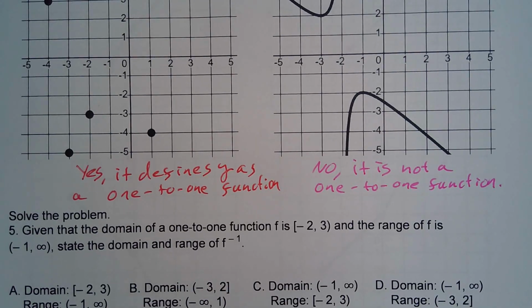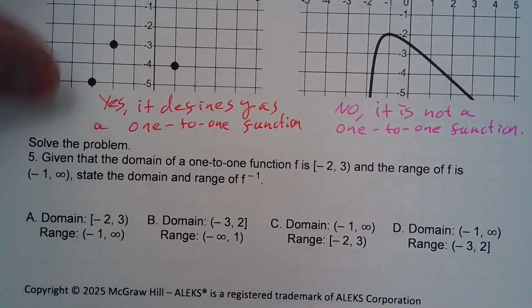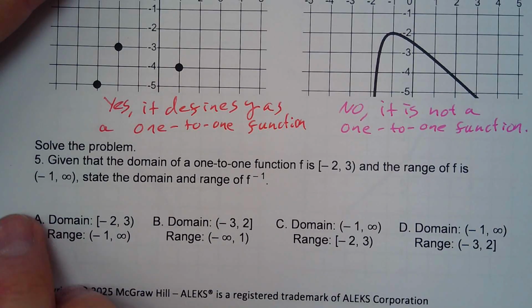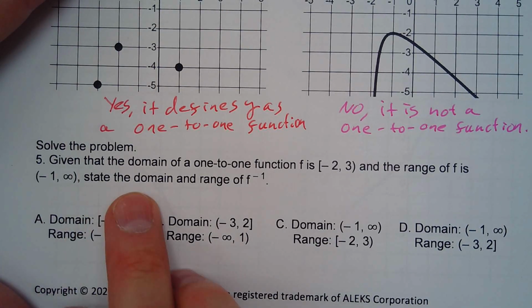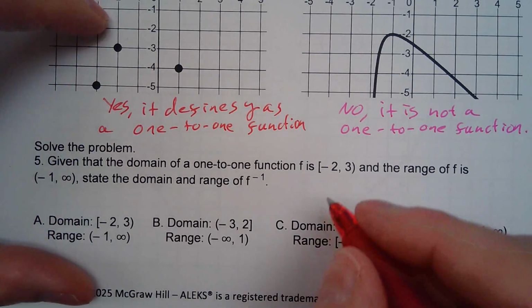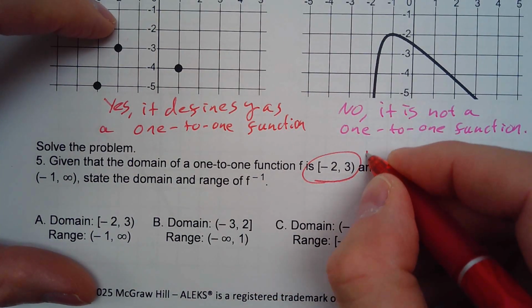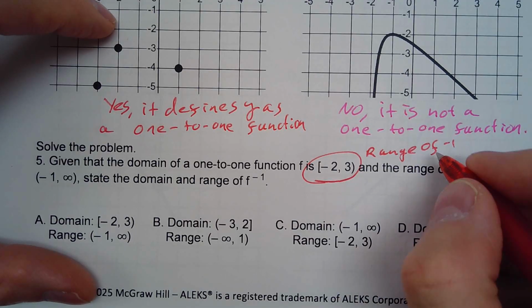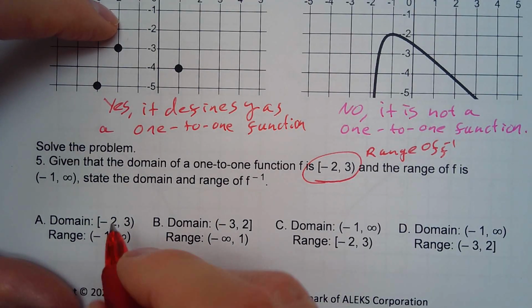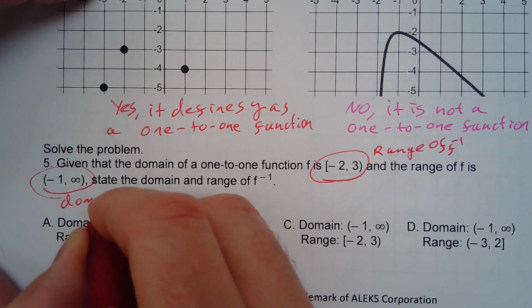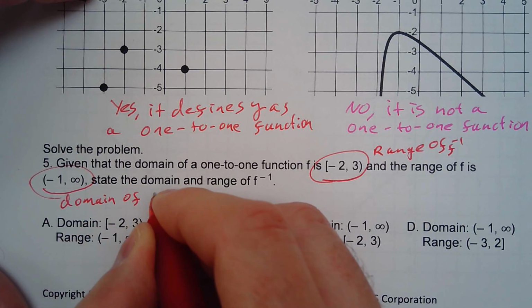Let's try number 5. Given that the domain of a one-to-one function f is -2, including -2, to 3, and the range is -1 to infinity, state the domain and range of the inverse function. So remember, domain and range, we switch them around. So this is going to be the range of f inverse, whereas this is going to be the domain of f inverse.